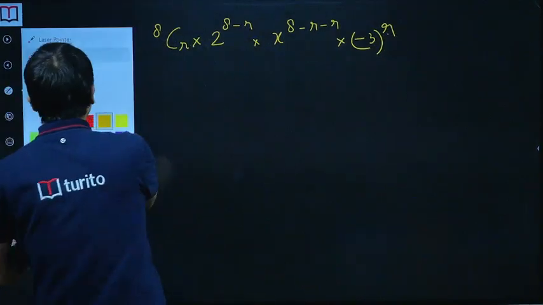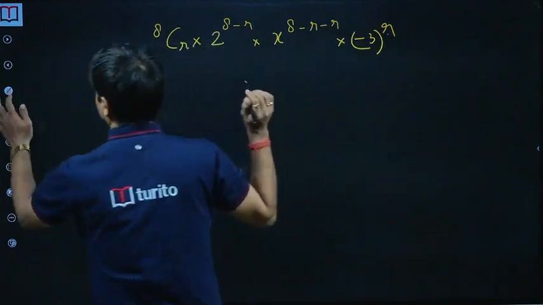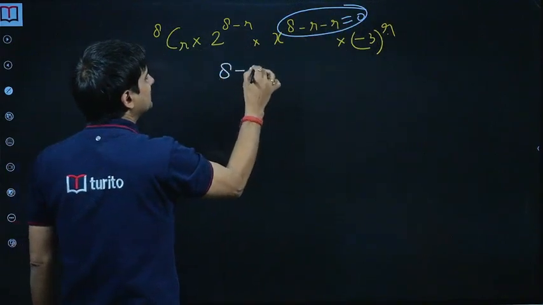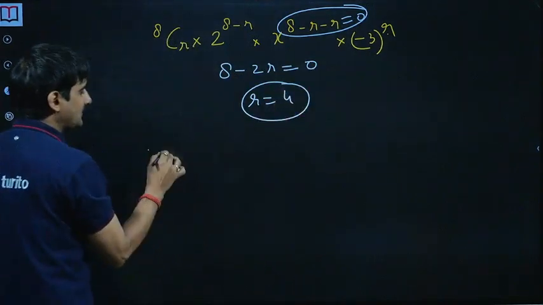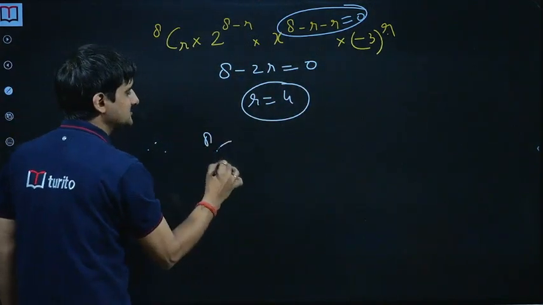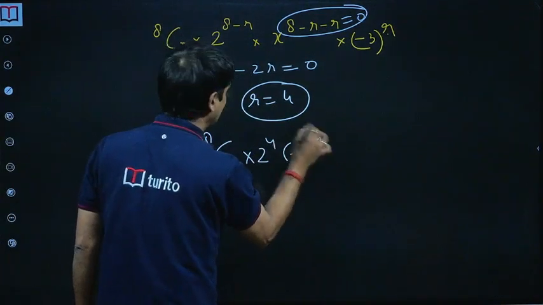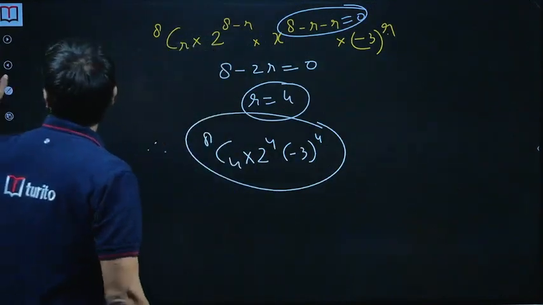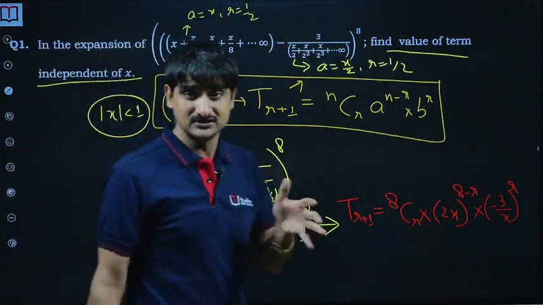So which power of x do we need? We need the power of x which is 0 here. So 8 minus 2r equal to 0. So r is equal to 4. Therefore the constant term is 8C4 into 2 raised to the power 4 into minus 3 raised to the power 4, and that's it. Depending on the option, we'll be simplifying it. So that's one question based on the general term of the expansion.